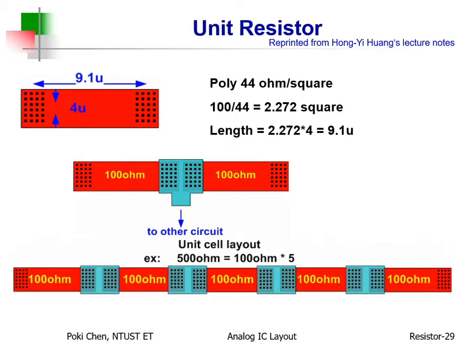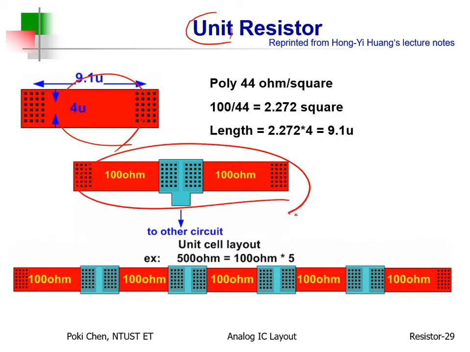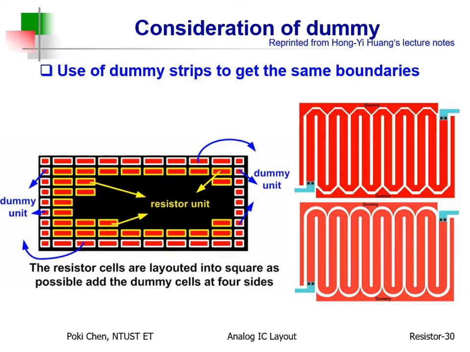And from the very beginning, I told you we need to use such kind of unit device for layout. So, for example, this is 100 ohms. You need 200, then 2 in series. Don't simply make it longer, 2 times longer. No. That is no good for matching. Okay? Yeah, exactly here. How about 500 ohms? Just 5 unit resistors connected in series. And again, consider about the dummy.